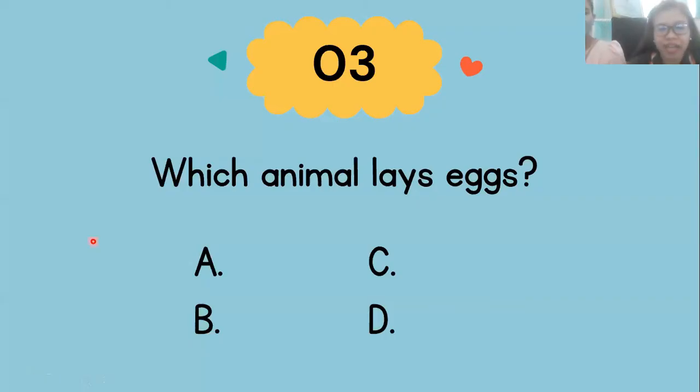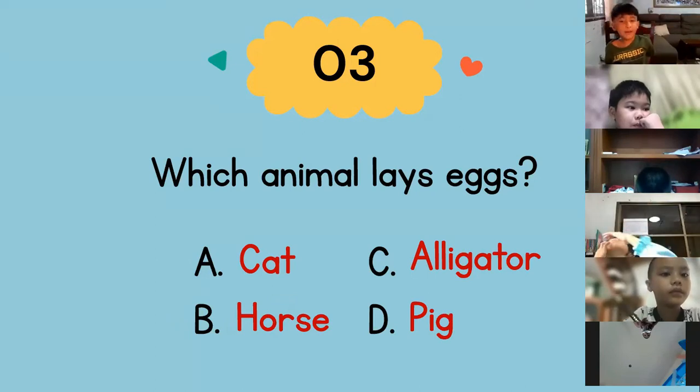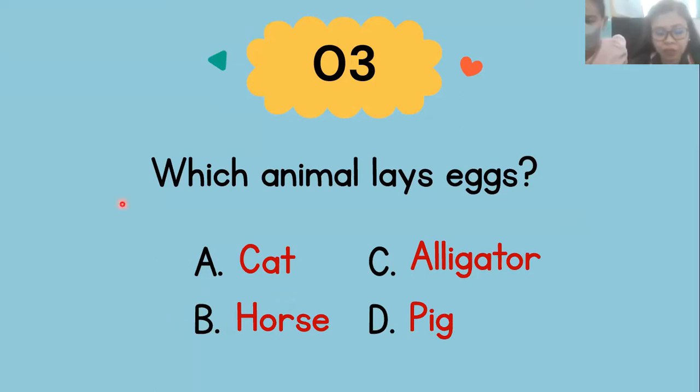Number 3, let's proceed. Which animal lays eggs? A. Cat. B. Horse. C. Alligator. D. Pig. Which animal lays eggs? Cat, horse, alligator, or pig? Write the letter of your answer. So your exam will be the same like this one. You just have to choose the correct letter.